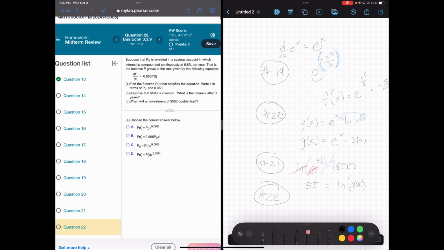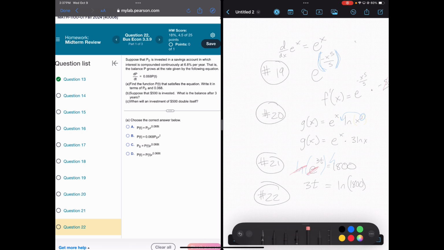Suppose that P naught is invested in a savings account in which interest is compounded continuously at 6.8% per year. That is, the balance grows at a rate given by the following equation. So take a look at this. We talked about how exponential functions have this property where the rate of change is proportional to the function value. Notice what that number is. It's whatever your rate is. So if you see something like this, we're talking about an exponential function, and that number is your rate. That's what you're going to plug in for your rate.